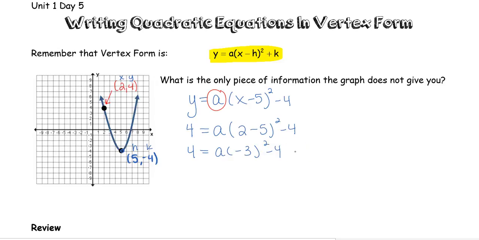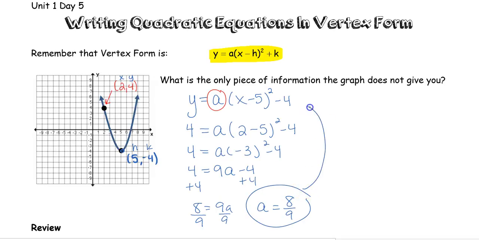At this point, it's going to be an order of operations, so we want to evaluate the exponents first. And -3 squared is going to give us a positive 9, so that's 9 times a minus 4. We add the 4 over. 8 equals 9a. We divide by 9. And we find that that missing a value is going to be 8 over 9. This is what we needed to complete that equation. So in the end, our equation in vertex form ends up being y equals 8 over 9, parentheses x minus 5, quantity squared, minus 4.